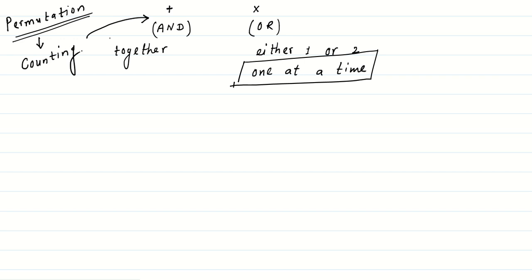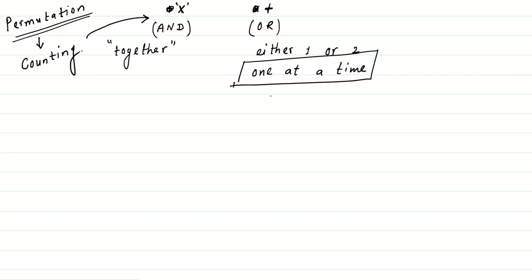AND means if you take two or more people together, or we take the objects together, that is AND. If we count one at a time, we say OR. But remember, OR means plus, not into. Here it should be a multiplication. Do you know why? I'll give an example.